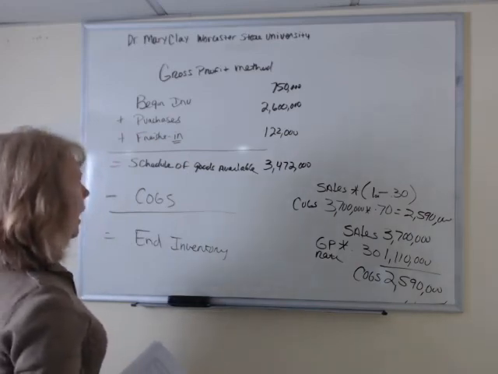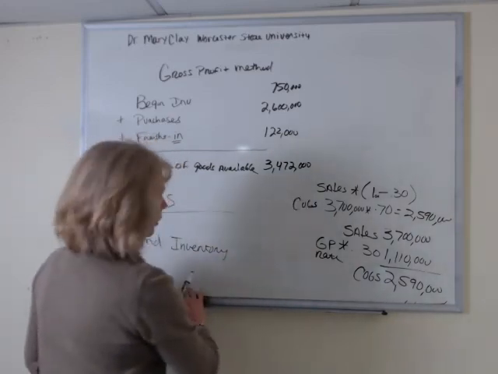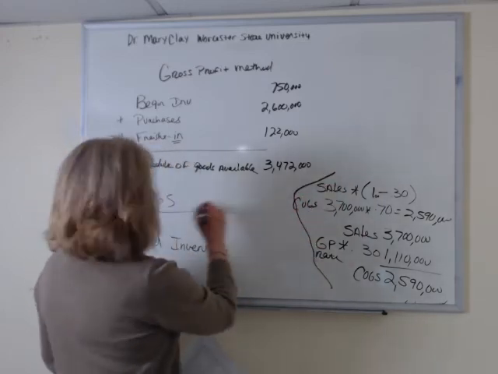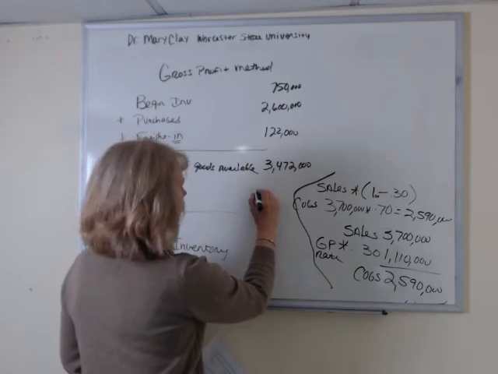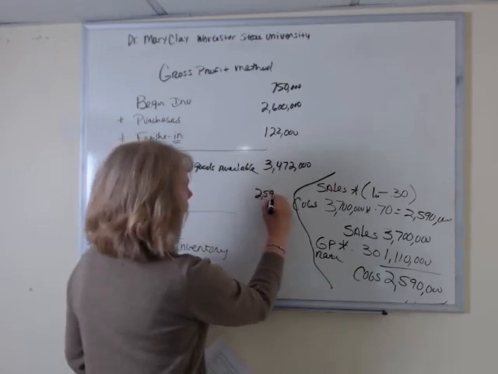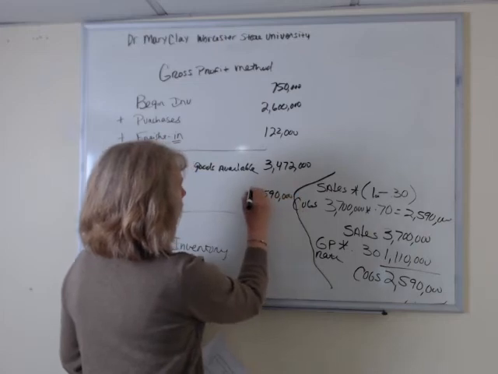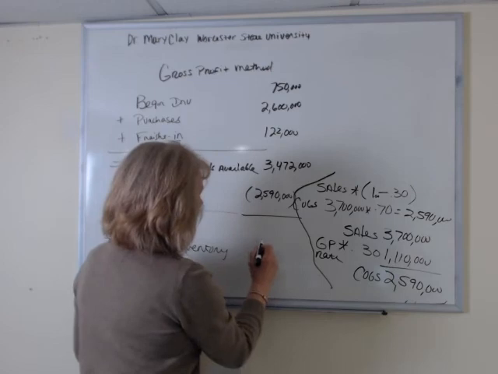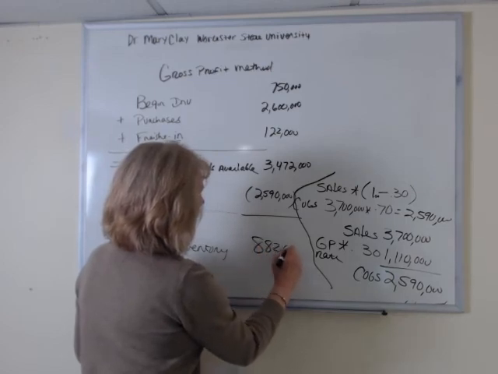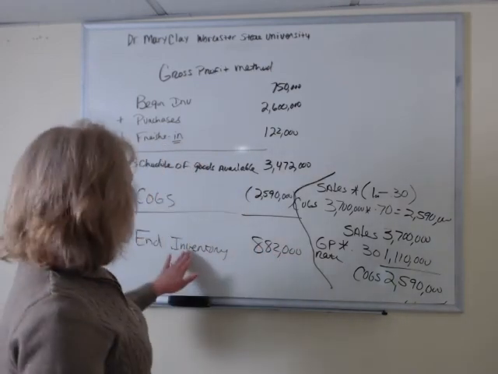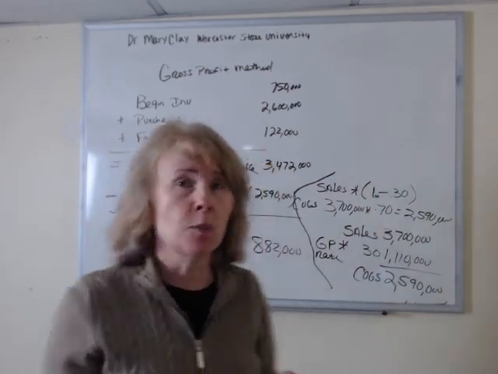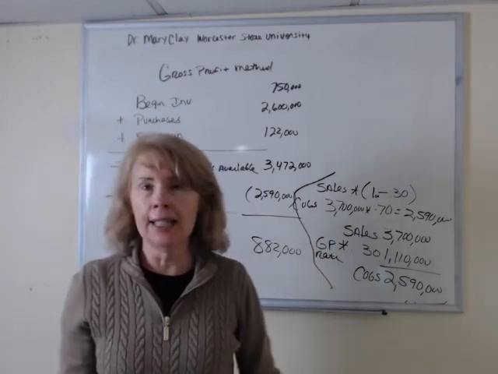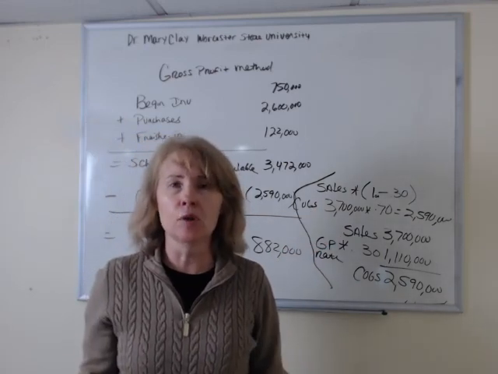Now I just put in my figure, and I went a little bit over, so I've got to get rid of that. Now I'm going to put in my COGS, which is 2,590,000. I will subtract it, and what will that give me? That will give me 882,000. What is that number? That is my ending inventory. So understand each piece. This piece is my COGS. This piece is my ending inventory. And that's it. That's how you do the gross profit method.